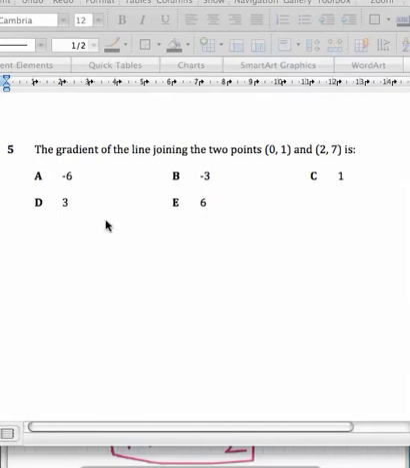Now our next question asks us to find the gradient, but this time we're given 2 points. Now those of you who have been doing the challenge work, there is a formula you can use to find the gradient when given 2 points. And you learn that in year 9 and year 10. But another way of doing it, and I think this might be an easy way, is to use a table of values. Put these points in a table of values.